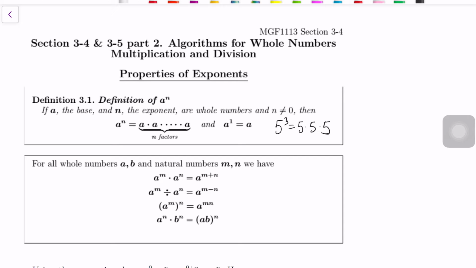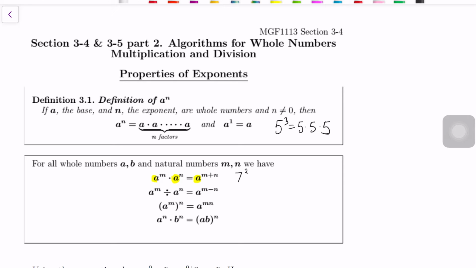Now, what are the rules? Some rules are pretty intuitive, so I'm going to try to always back it up with an example. The first rule would be the product rule, which states that a to the power m times a to the power n is the same as a to the power m plus n. So basically you can combine like-base expressions when you multiply, and that becomes one base a, and you just count how many factors of a you have altogether, and that would be m plus n. You're going to see it in an example.